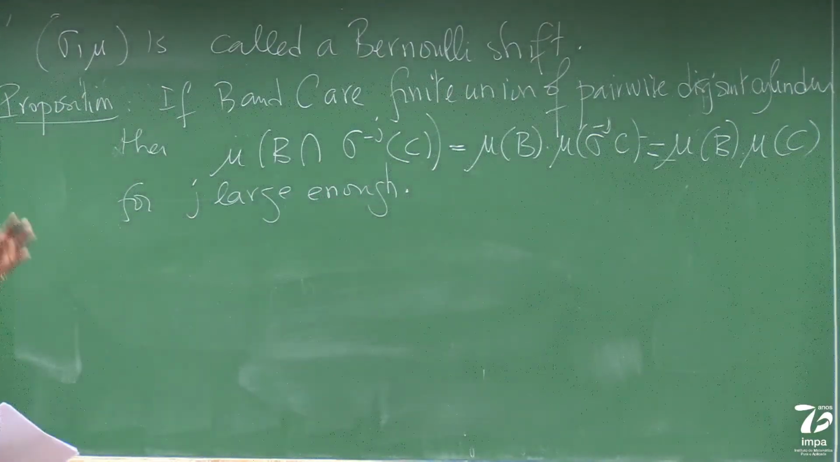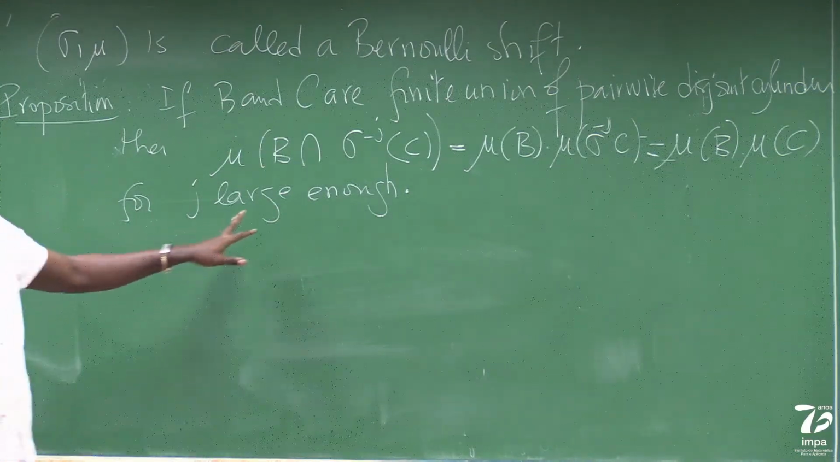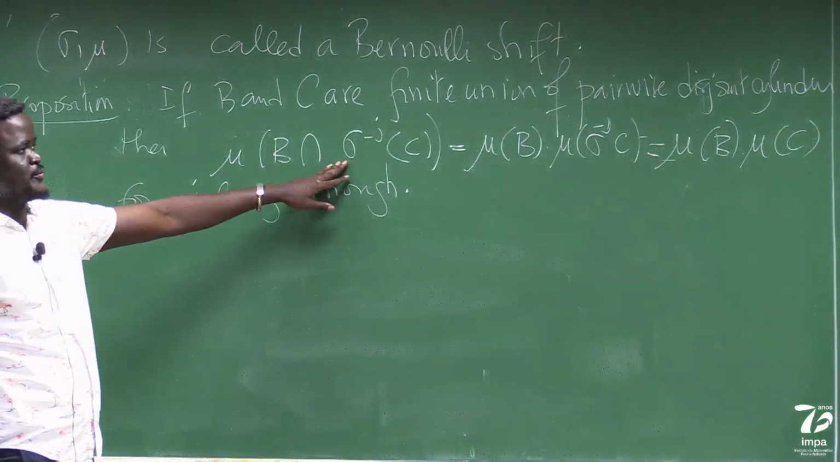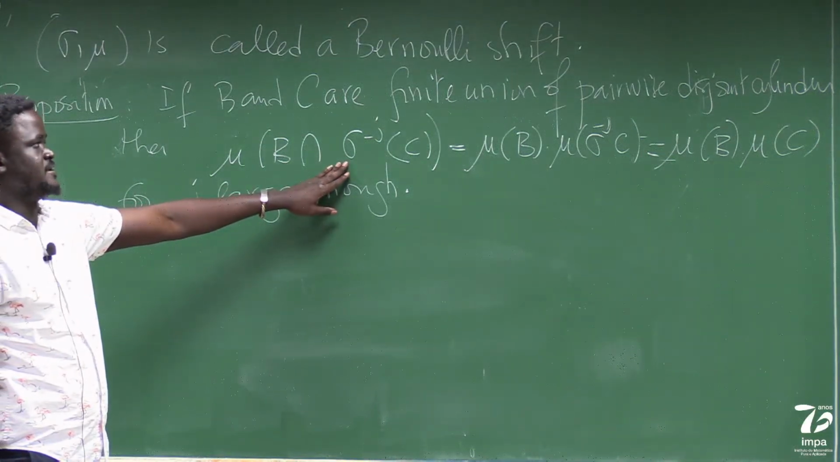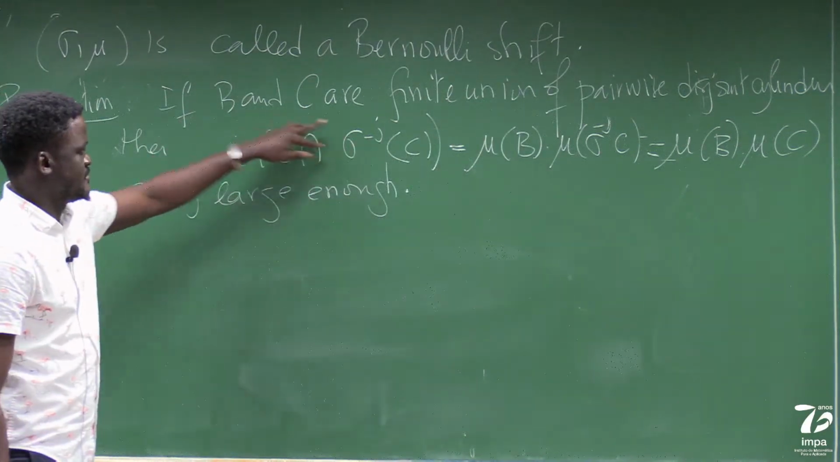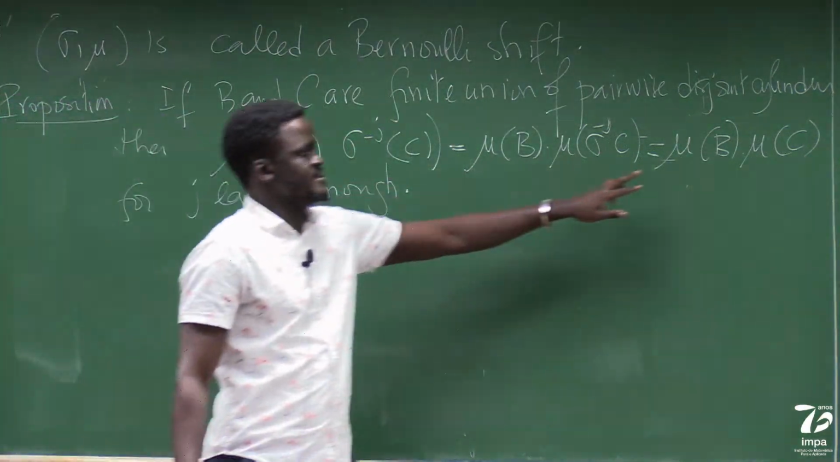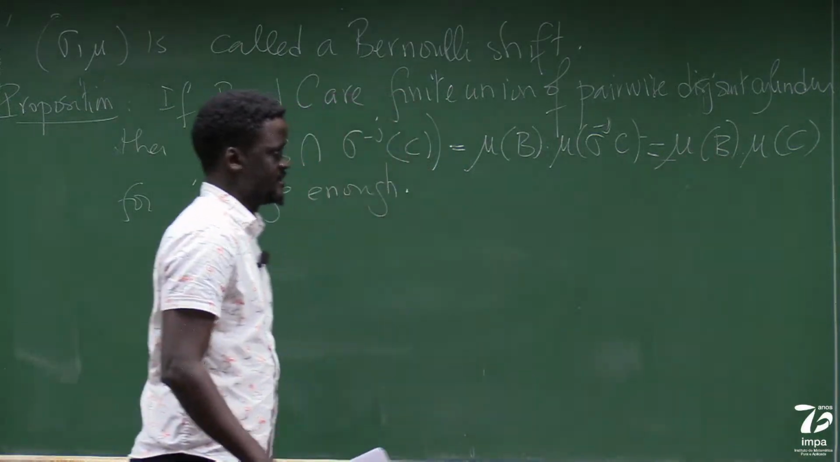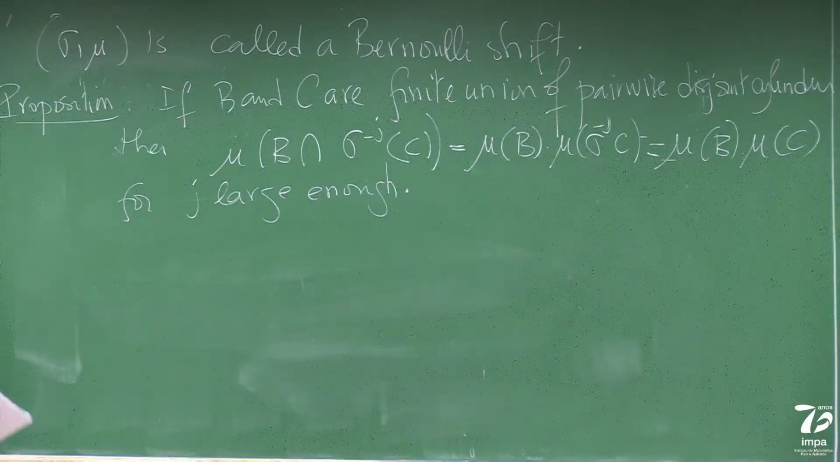If you think of this property, it is similar to a property that we proved was equivalent to ergodicity. We have seen that if the limit of this, when j goes to infinity, holds, this implies ergodicity. So this is what gives ergodicity. So let's prove this.